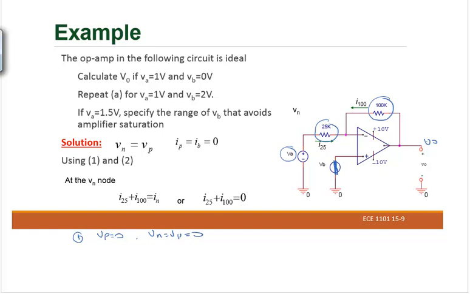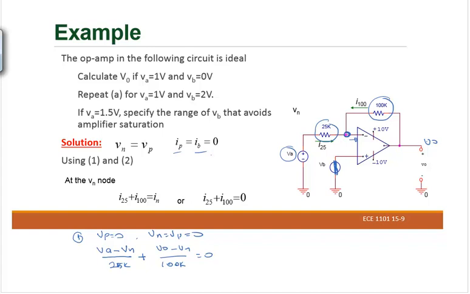Then we're going to write KCL at this node right there. VA minus VN divided by 25K, then plus, because current goes in, V0 minus VN divided by 100K equals 0. There is no current going in here. That one is equal to 0.